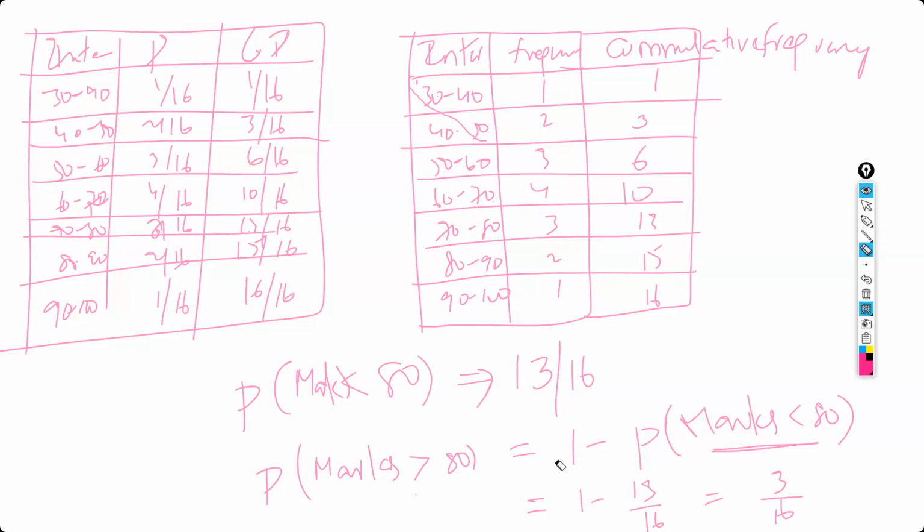Clear, guys? Because exactly equal to 80, you are asking exactly equal to 80. I told you that generally we will not go with the continuous variable with a single value. Always we will go with an interval. Point is clear?